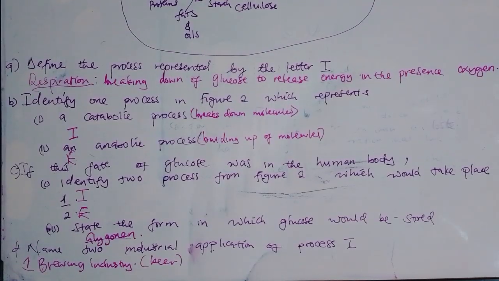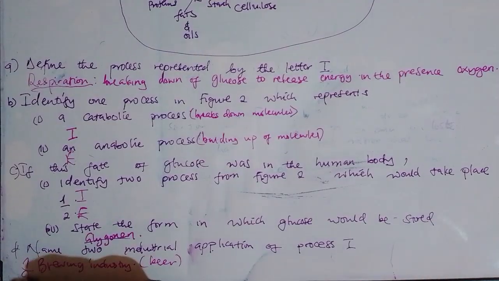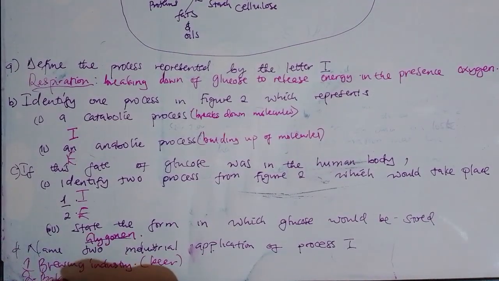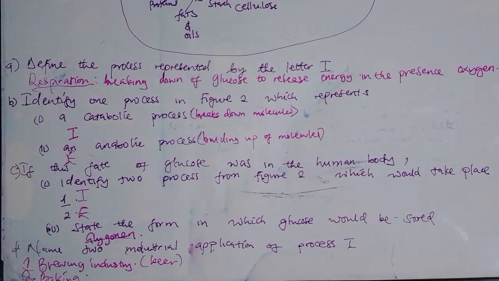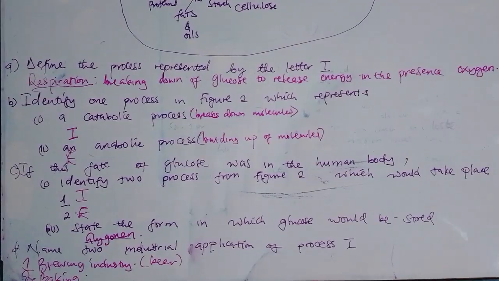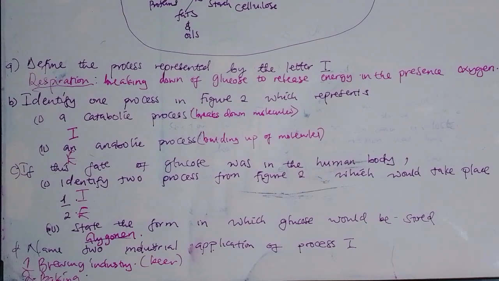Then the next thing is baking. We said again that there's an enzyme known as zymase, which converts glucose into carbon dioxide and alcohol. Then that carbon dioxide is what makes the dough rise when you put yeast in your dough when you are making dough.